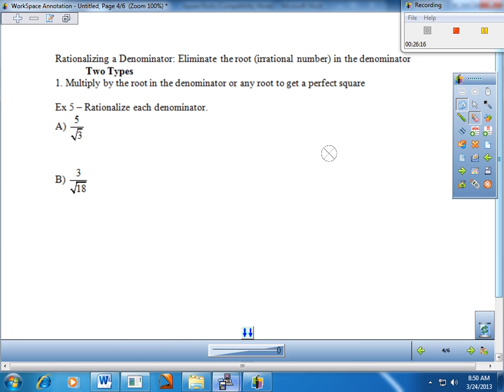As I said, 2 types. Let's see it in action. This one is a pretty straightforward one. So the first one just says, multiply by the root in the denominator or any root to get a perfect square. We are going to rationalize the denominator.